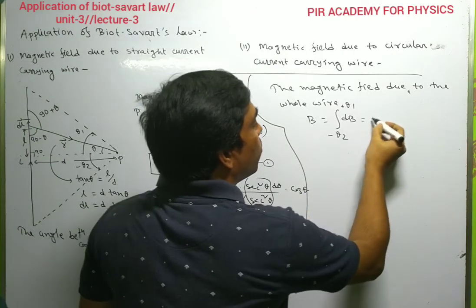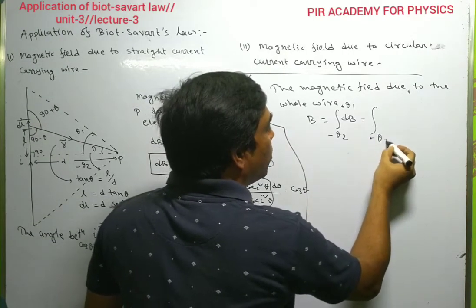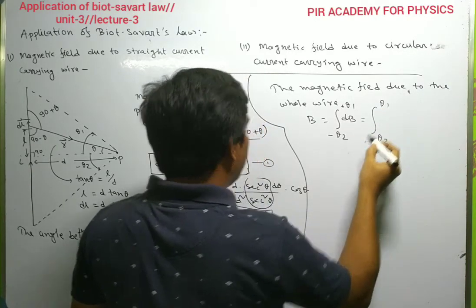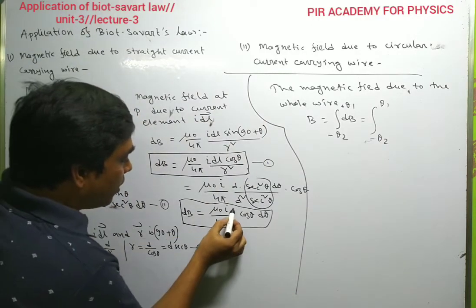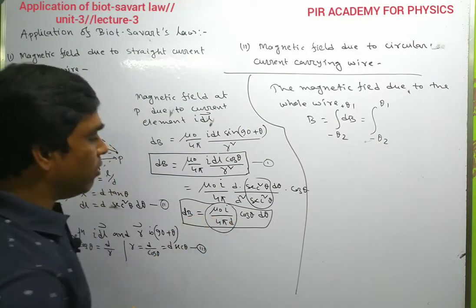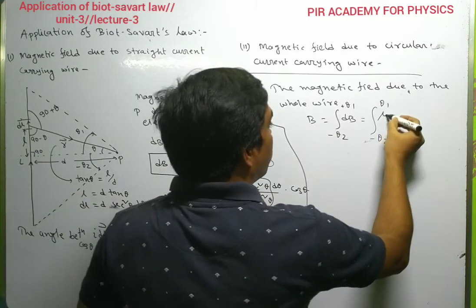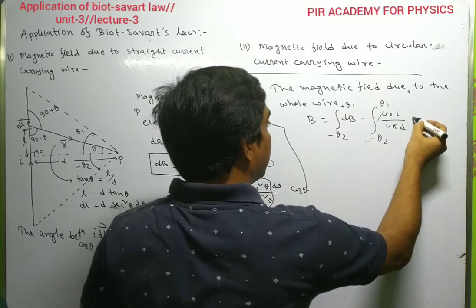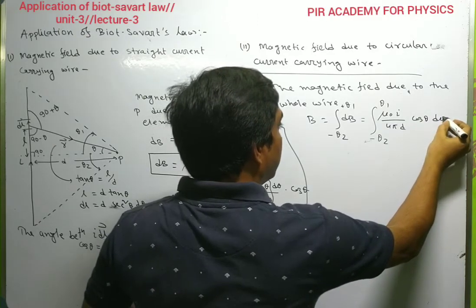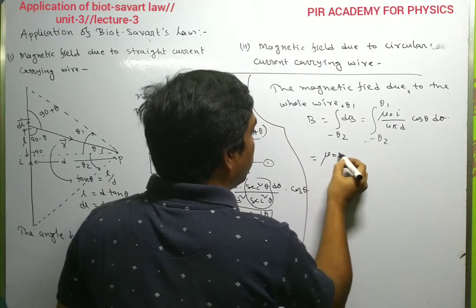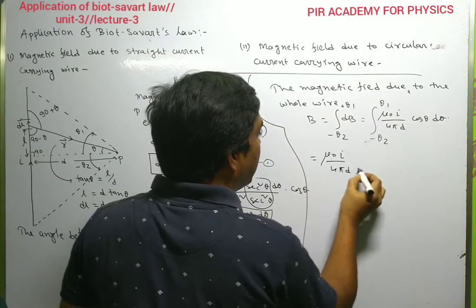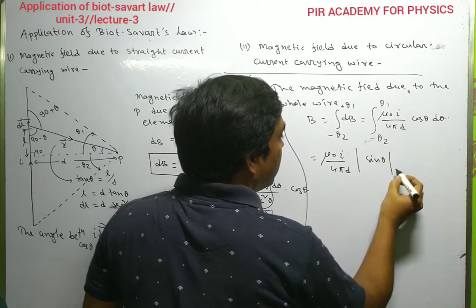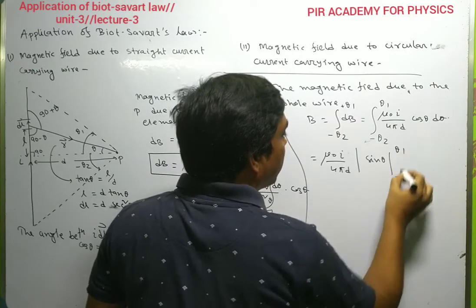So if you put this value, then this is minus theta 2, here is plus theta 1, then this function is constant. So it will be mu 0 I by 4 pi d, and here is cos theta d theta. So it will be mu 0 I by 4 pi d. Here the integration of cos theta is sin theta. So sin theta is from minus theta 2 to plus theta 1.